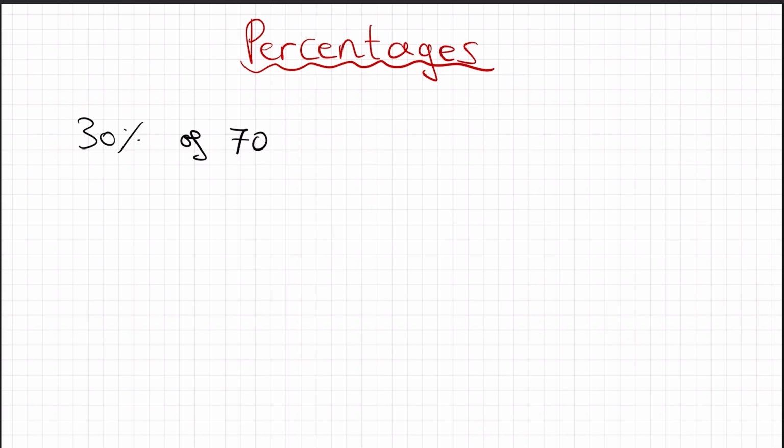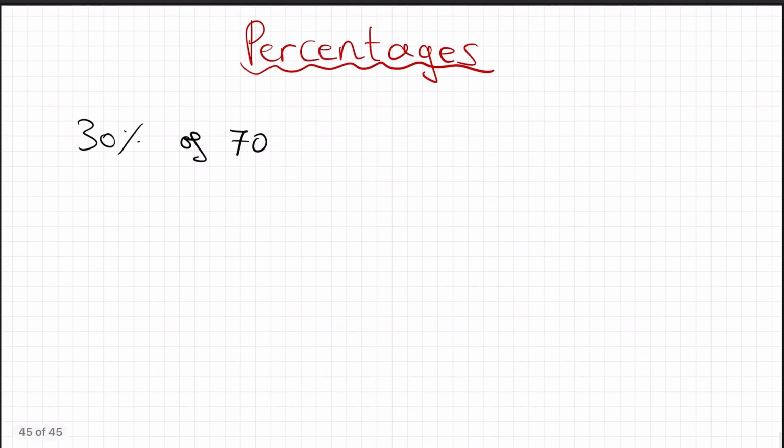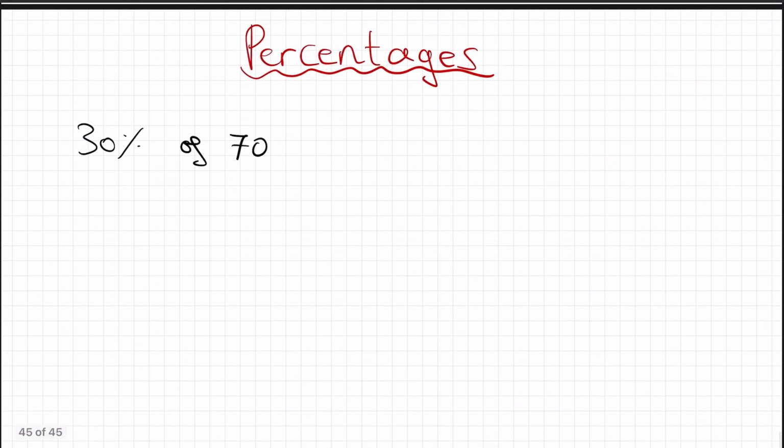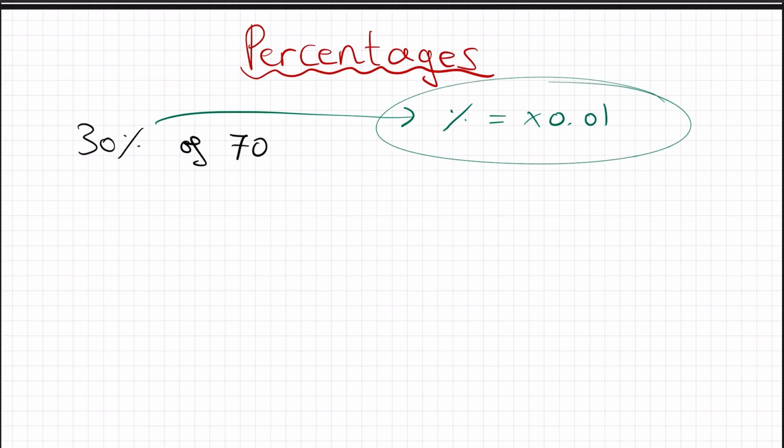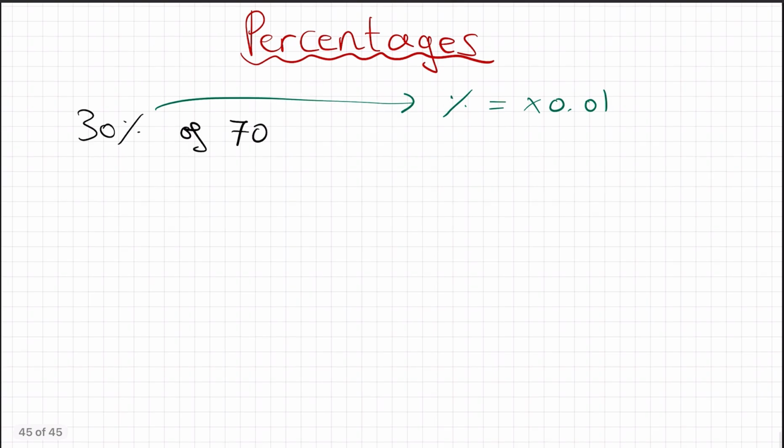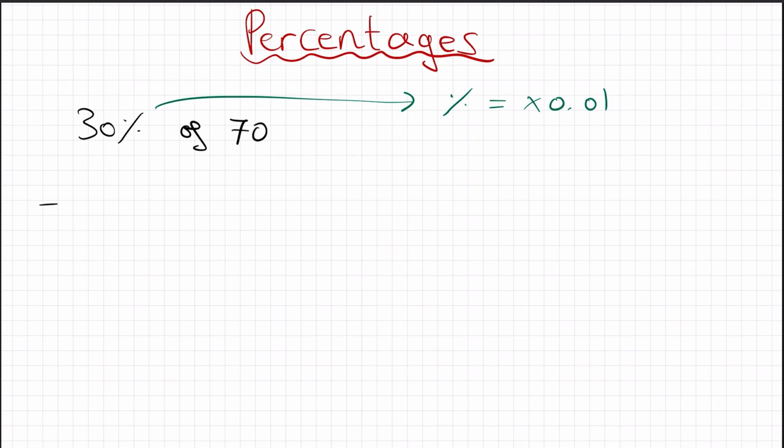That's actually a really bad example, but it's alright. So the best way to do this, especially if you have access to a calculator, is you literally just want to see this percentage sign as meaning times by 0.01. If you see it like that, then it becomes really easy. So using this trick, we can just rewrite this as 30 times 0.01.